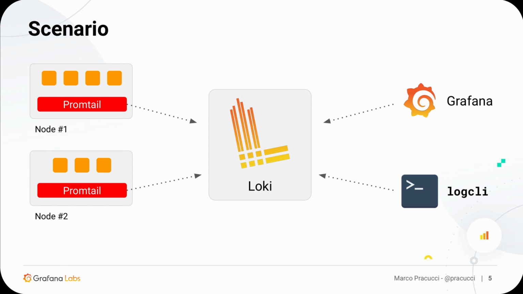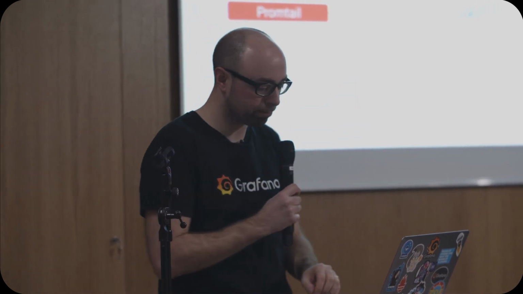The way Loki works is based on an agent called Promtail, which you install on each node running your applications or services. And what Promtail does is tailing the logs from the local file system and pushing those logs to a central server, which is Loki. And then you query back your logs using Grafana, or we also provide a command line tool called LogCLI.